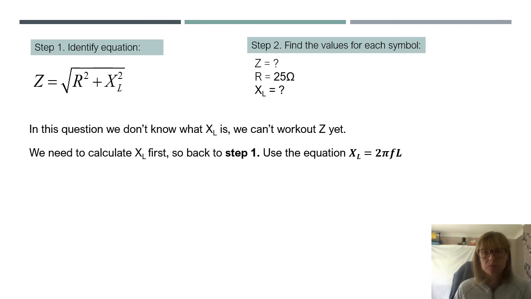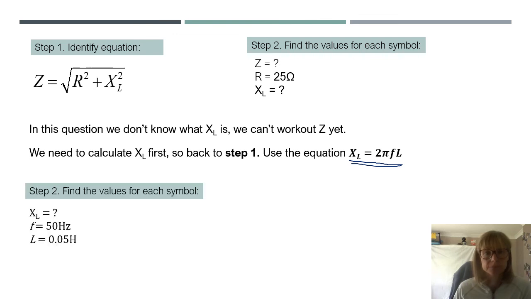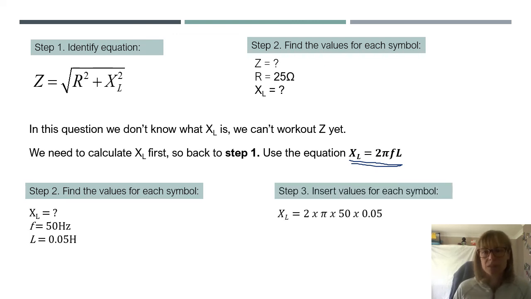Okay, so here we go. Here's our equation that we're going to look at now. XL equals 2 pi FL. Step 2 again, we need the values for each of the symbols in this equation now. So our F is 50 hertz, that was in the question, and our L is 0.05 henries. Step 3, put your values into the equation. Our 50 hertz and our 0.05 henries. And then we don't need to rearrange this equation, we can simply do the calculation and get the answer for XL of 15.7 ohms.